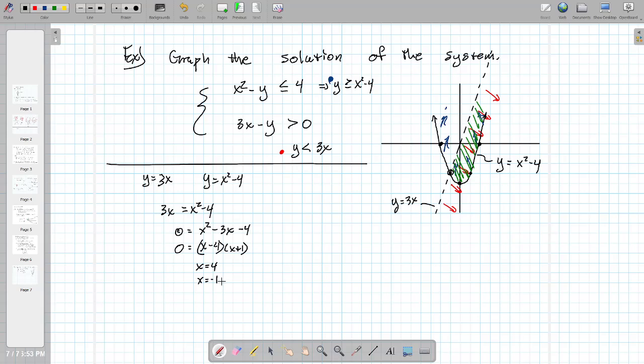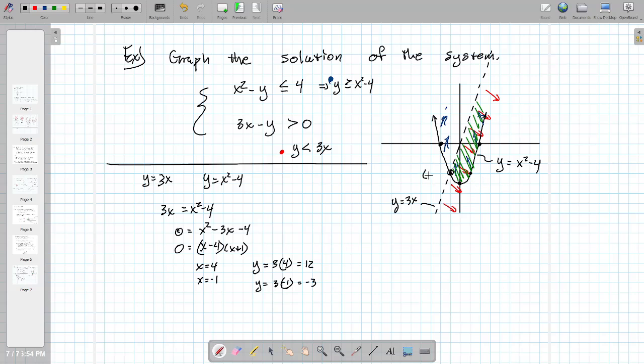Now we need to find the corresponding y values. And you can plug these into either of these equations to get the corresponding y value. y is equal to 3 times 4, 12. And y is equal to 3 times negative 1, which is equal to negative 3. So this point should be negative 1, negative 3, because if x is equal to negative 1, y is equal to negative 3. And then the point over here should be 4, 12. If x is equal to 4, then y is equal to 12.